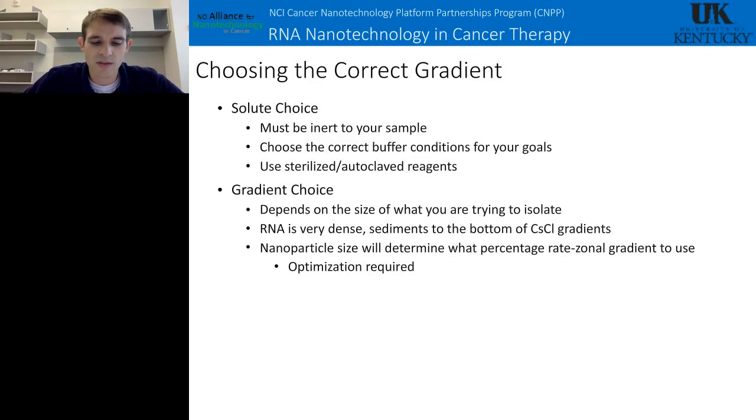Now I'm going to talk a little bit about choosing the correct gradient. It's relatively important, and this can probably be one of the most difficult parts of the ultracentrifugation process, choosing the gradient you're going to use. First you need to decide what kind of solute you want to use. The solute needs to be inert to your sample and must have no interaction with your sample, or else that could cause degradation or it could change its sedimentation rate based on these interactions, and you wouldn't know that until after you did it.